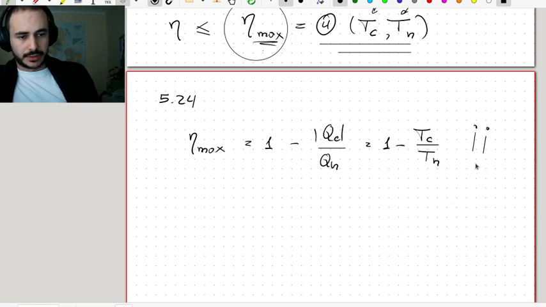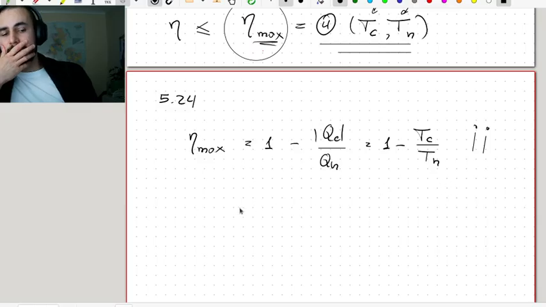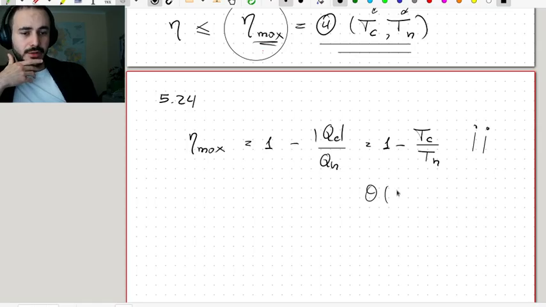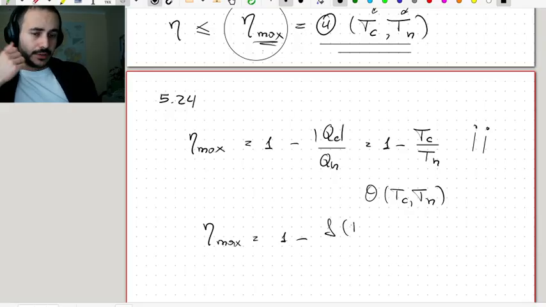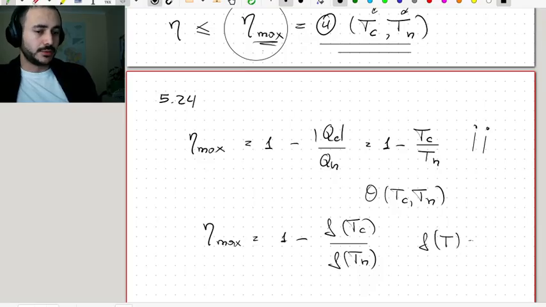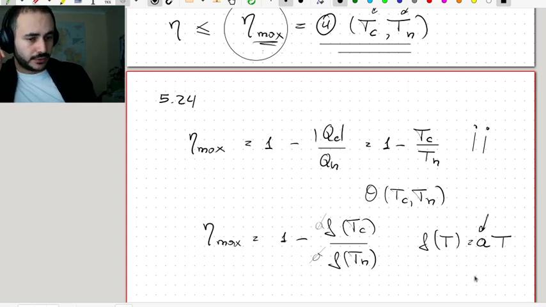It's a really simple expression, and you see that we were expecting this to be a function of temperature, T cold and T hot, and what we actually found is that the thermal efficiency is 1 minus some function of the cold temperature and some function of the hot temperature, and these functions are actually just proportional to the absolute thermodynamic temperature with some proportionality constant, which is arbitrary. If you put some a here and a there, they will cancel out, so you don't know what the constant is. You are free to choose whichever constant you like.